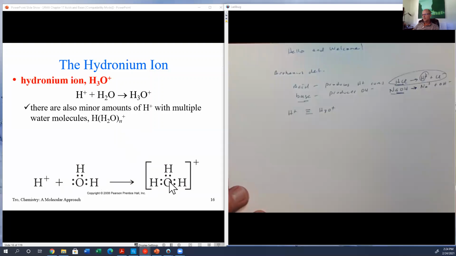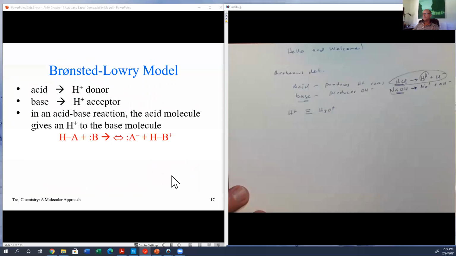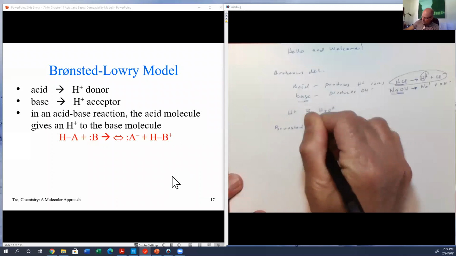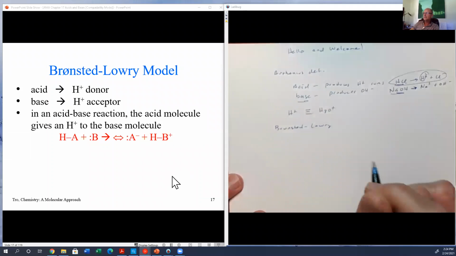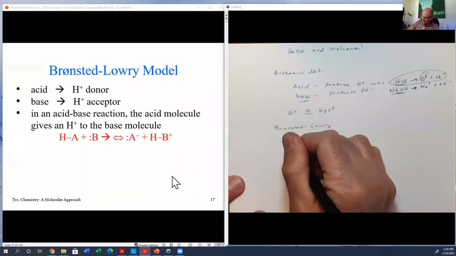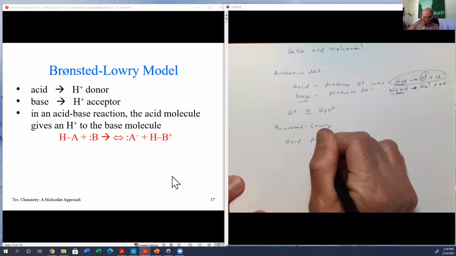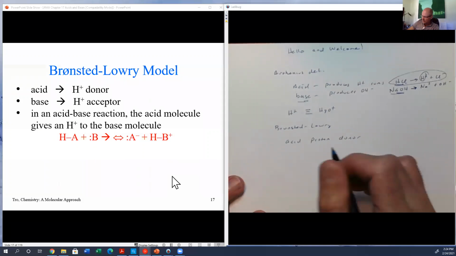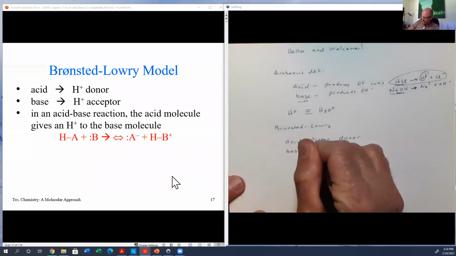Here's the Lewis structure of H3O plus. This ion is called the hydronium ion. And again, any acidic solution, that's what it's going to have in it. All right, second definition of acids and bases. Under this definition, an acid is a proton donor, and a base is a proton acceptor.